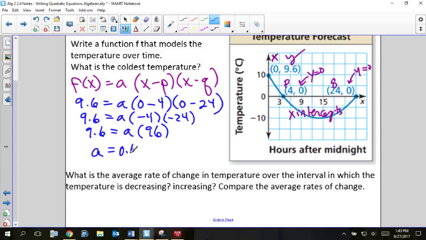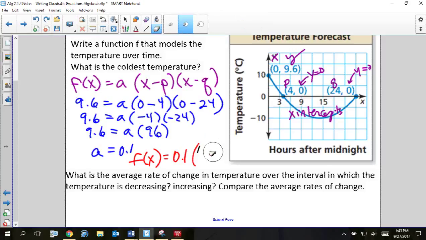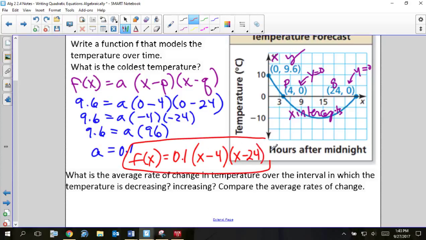So my equation would be f of x equals, and then we plug in a, so 0.1, and then we use the variable x, not the number x. We'll do x minus 4 and x minus 24 to get our equation.